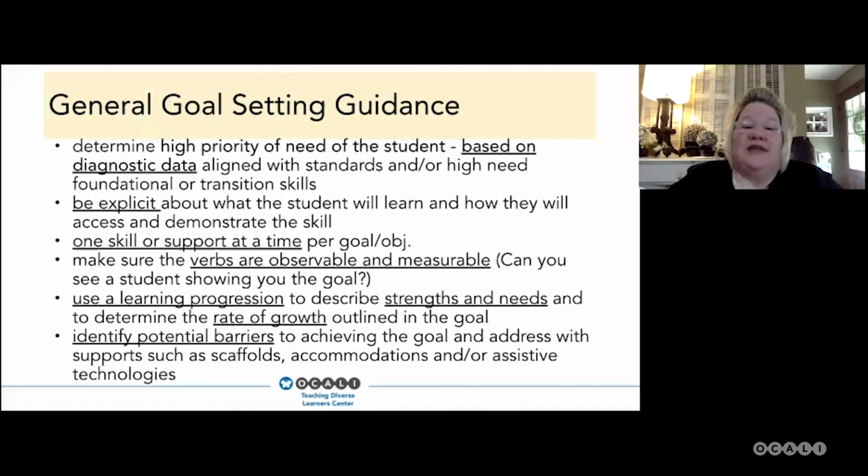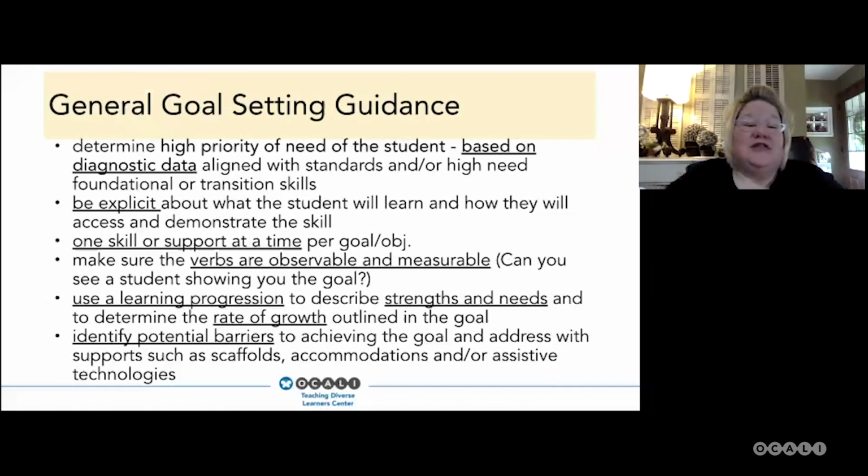But if we say the student is going to demonstrate a certain skill, they're going to write something down, communicate something, read something, or do some type of calculation or counting, those kinds of verbs we can actually see a student doing. We can measure their accuracy with whatever the target skill might be. So use observable and measurable verbs whenever you're writing your goal. And you can even ask yourself the question, can you see the student demonstrating this goal?